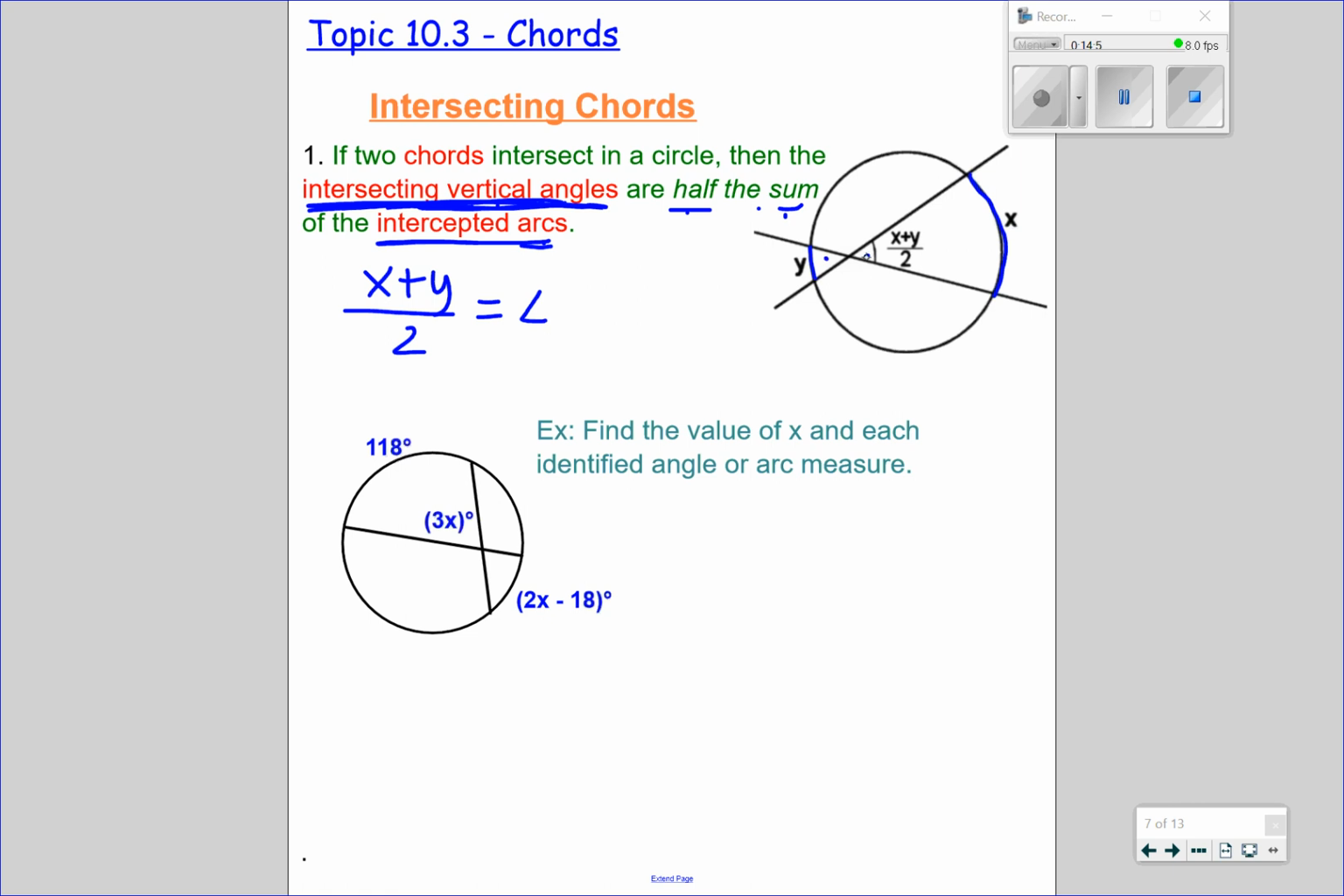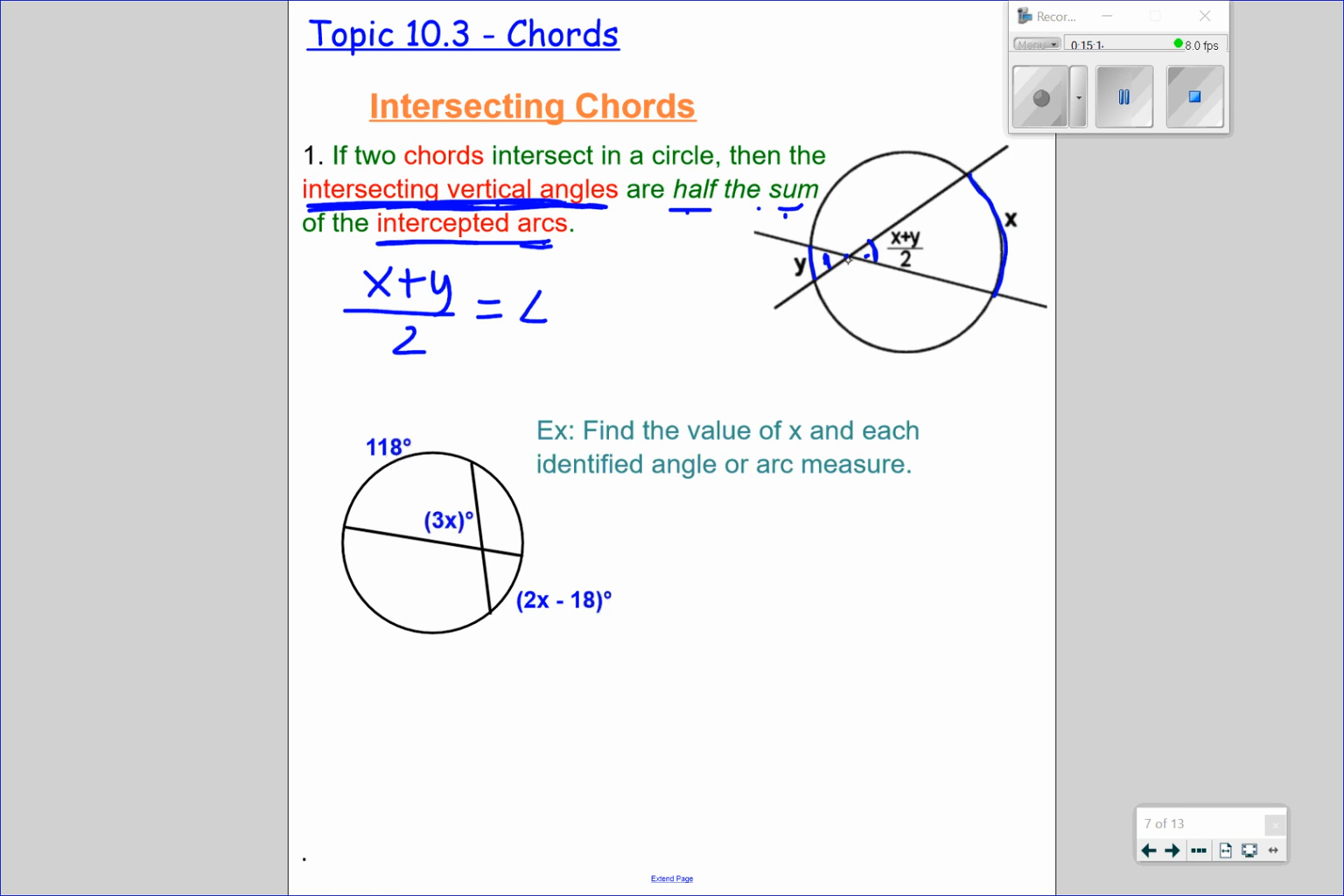So this angle and this angle are both vertical to each other, and they're congruent. That angle at the point of intersection should be equal to the average of the arcs, which is the sum of the arcs divided by 2. So let's go ahead and apply this. It says find the value of x and each identified angle or arc measure.